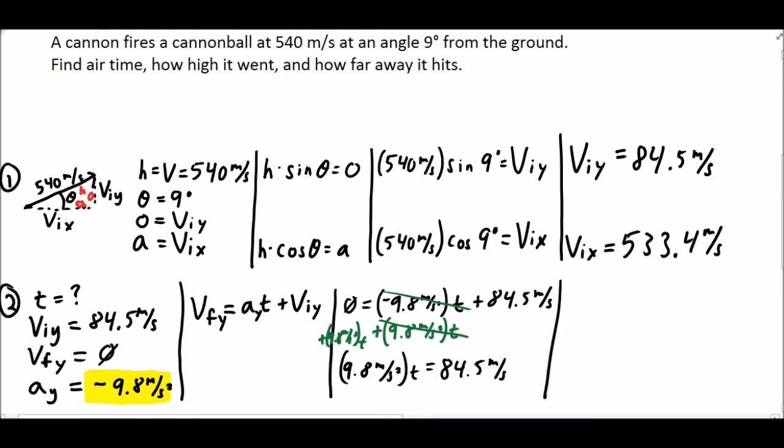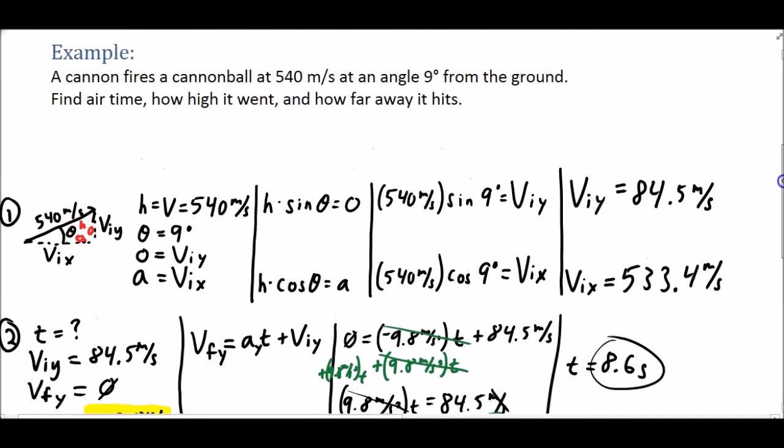So we need to get this t by itself, so we're going to divide both sides by 9.8 meters per second squared. So 9.8 meters per second squared cancel out on the left, and we found out that time is equal to 8.6, and meters per second cancels out with those, and you get left with a seconds unit. So the time is equal to 8.6 seconds.